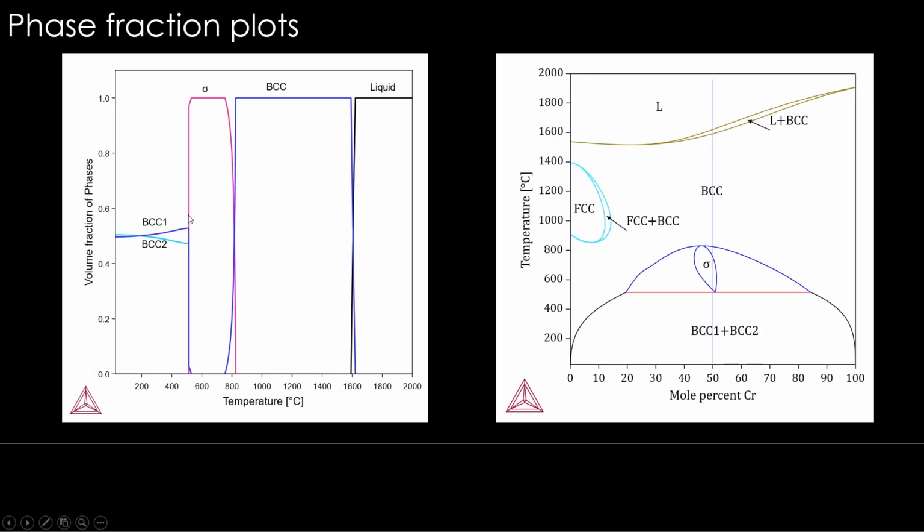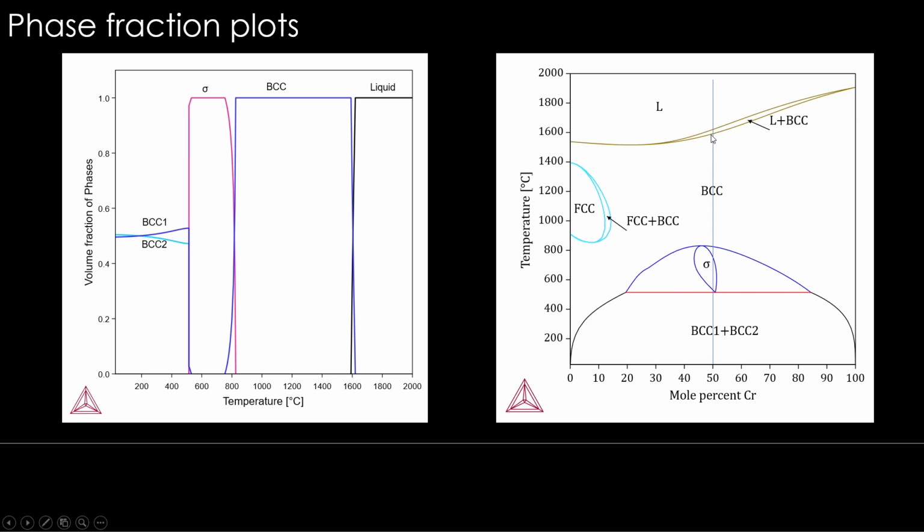Now this phase fraction plot is compared with the phase diagram. I said this is iron chromium 50 mole %, which is this overall composition line. So this is our single composition for which we have drawn the phase fraction plot. But what happens in this binary diagram, you can see liquid is stable here, liquid is stable here. Then liquid to solid transformation happens. So this is where that liquid to solid transformation happens. The temperature, you can see the range of solidification here.